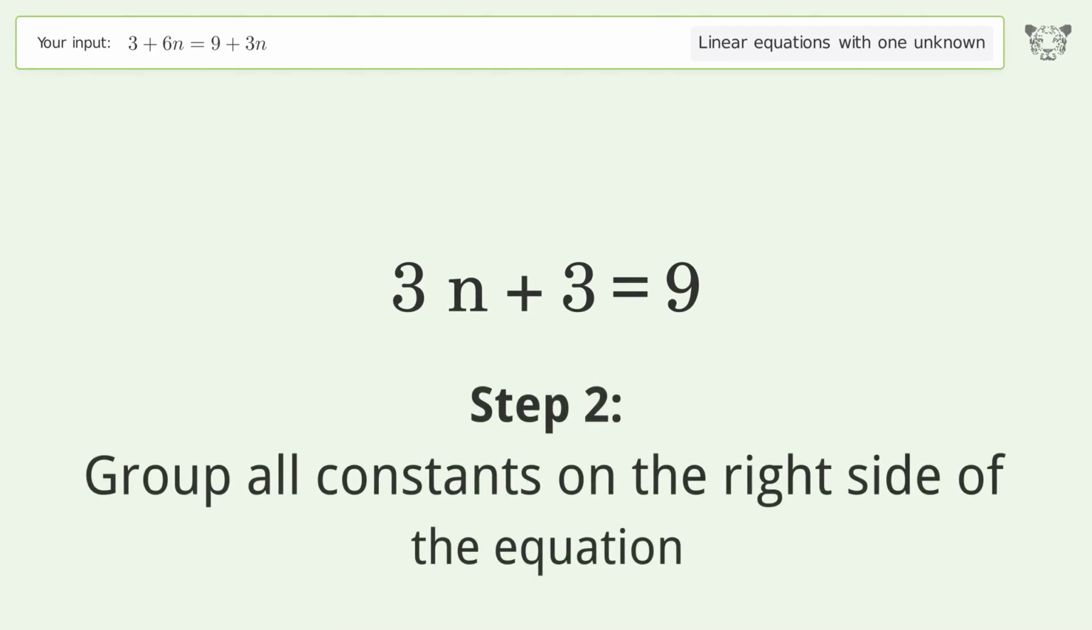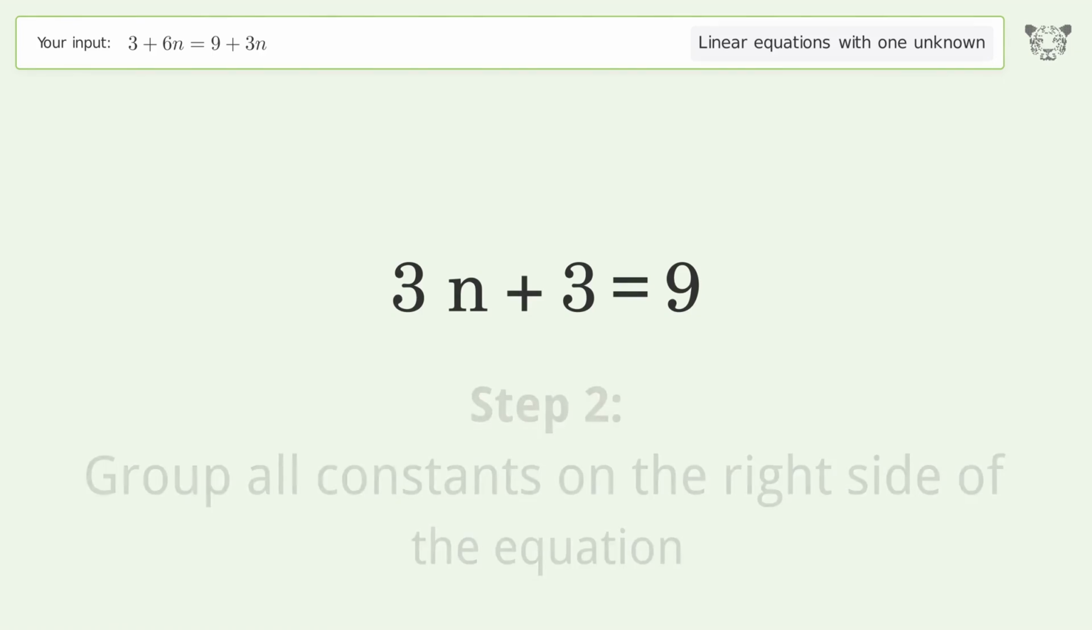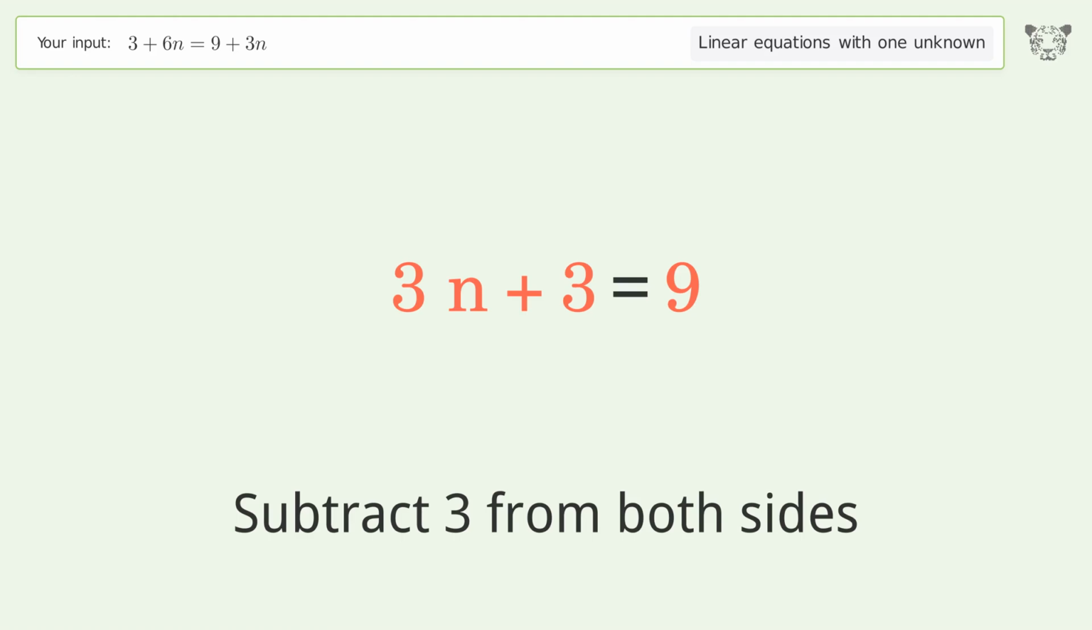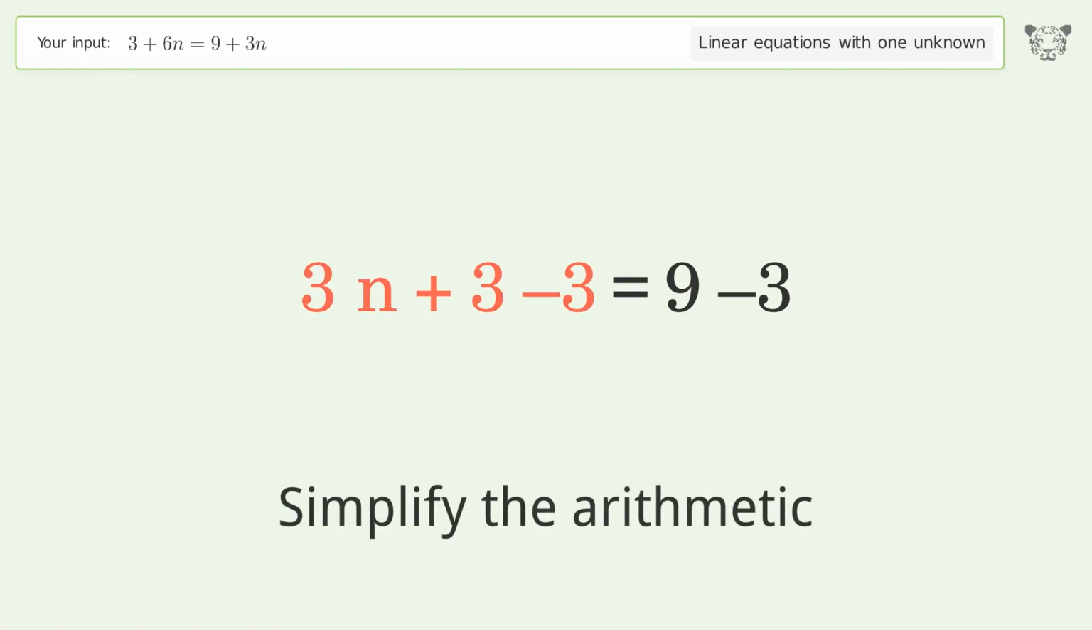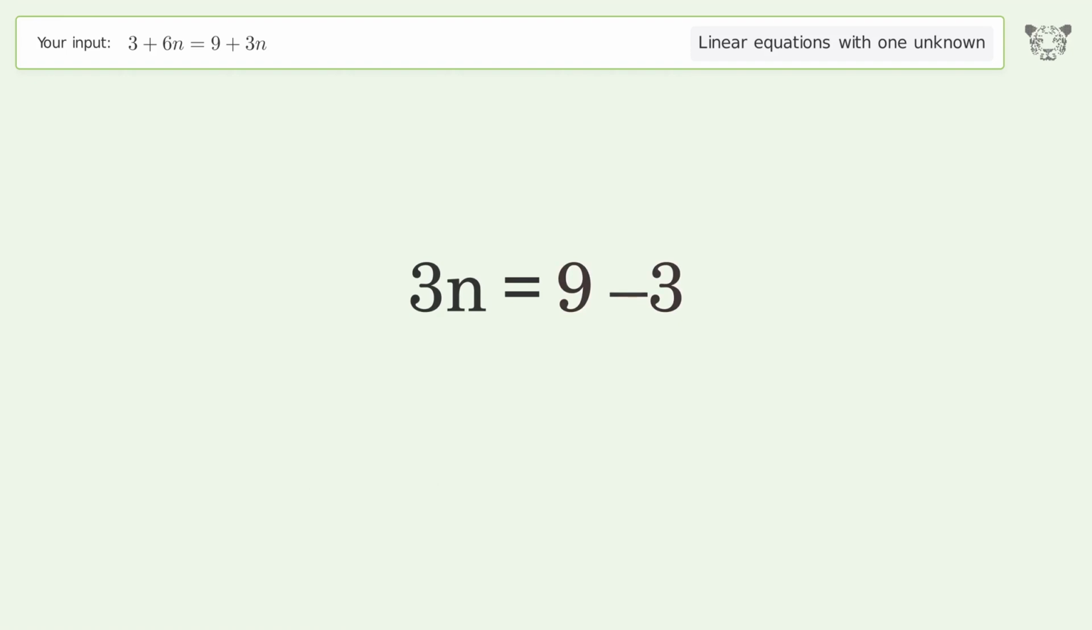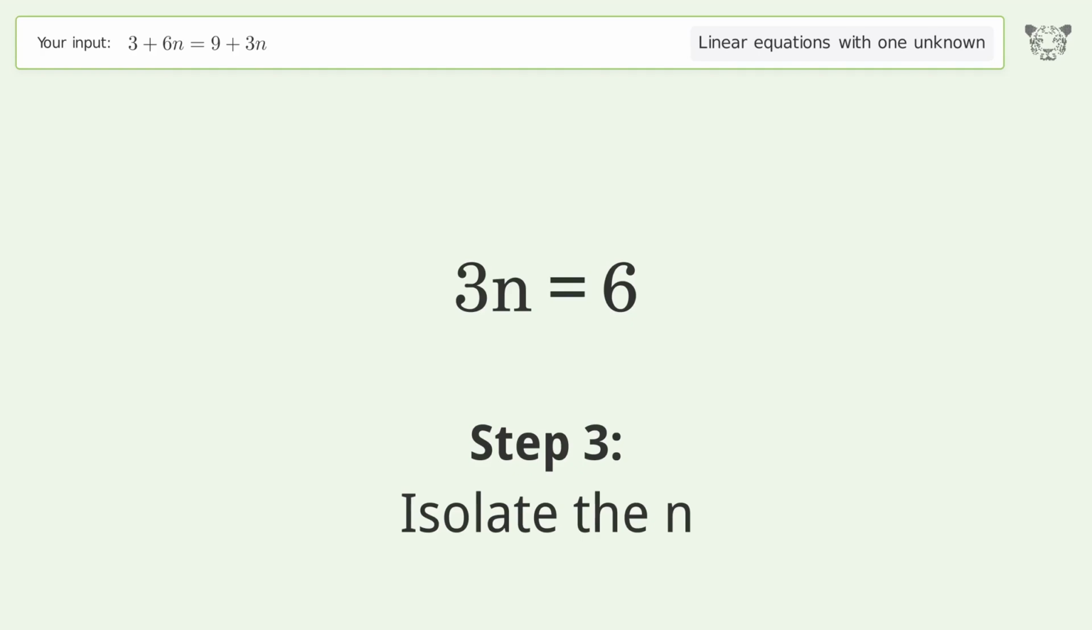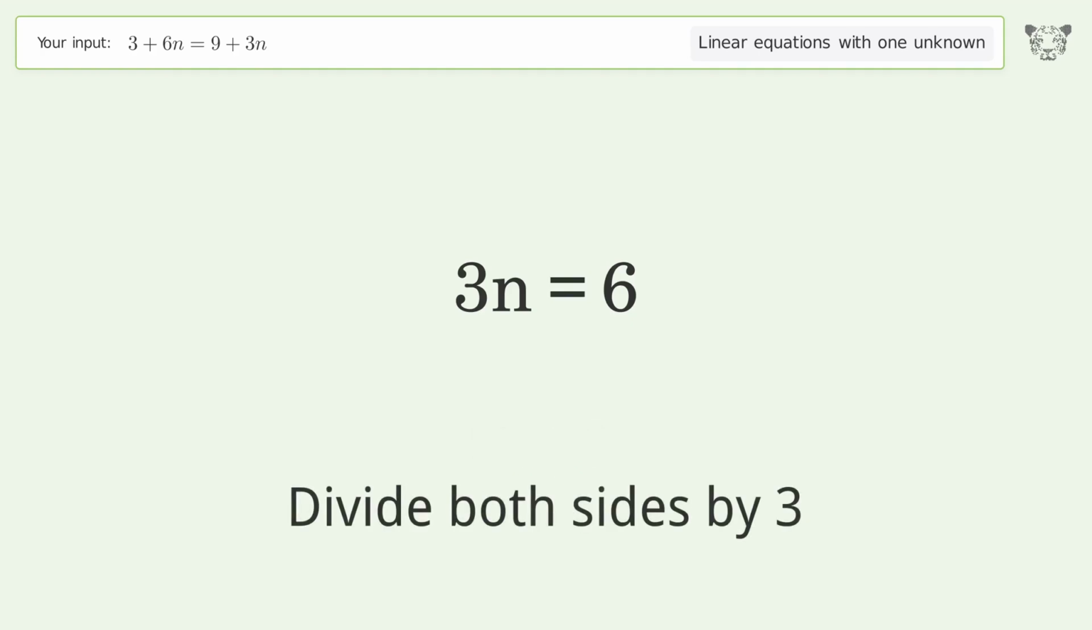Group all constants on the right side of the equation. Subtract 3 from both sides. Simplify the arithmetic. Isolate the n. Divide both sides by 3.